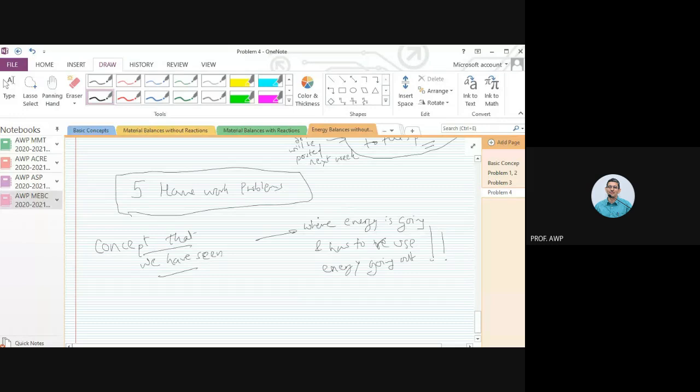How do I quantify where the energy is going? And how to reuse that energy by using extra equipment to preheat something, to heat up something, to exchange heat using heat exchangers.